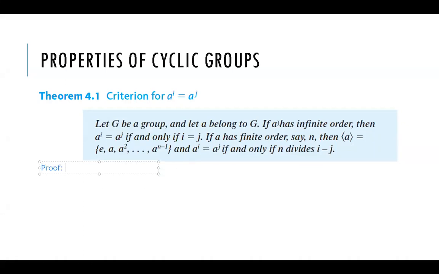Let us start by supposing that a has infinite order. So there exists no integer n such that a^n is equal to 1.